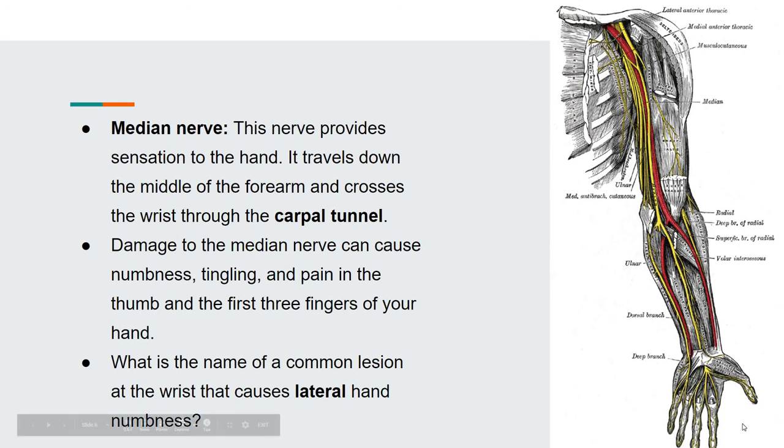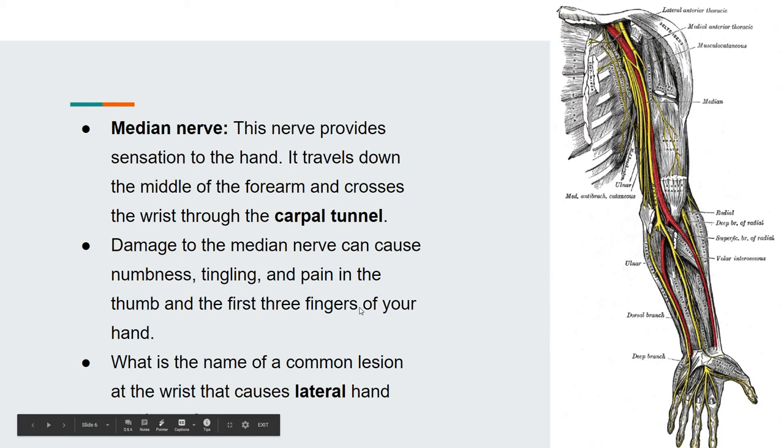Damage to the median nerve can cause numbness, tingling, and pain in the thumb and first three fingers. So it's basically this first finger, second finger, and usually it's the inside of this finger here, or rather that would be the lateral, to be more correct. And then the ulnar nerve is the pinky, and then the ring finger usually on the medial side.